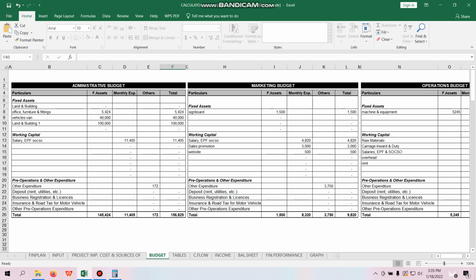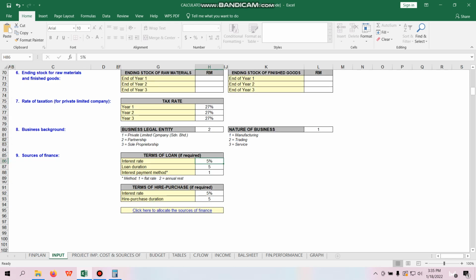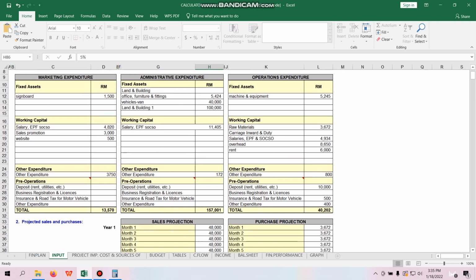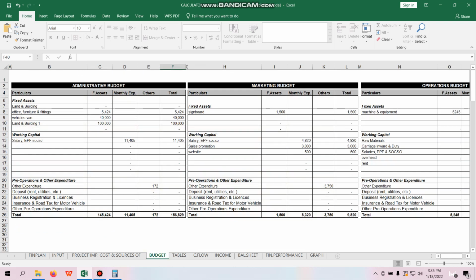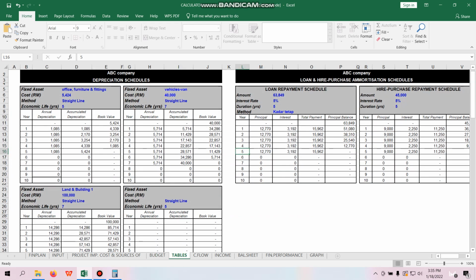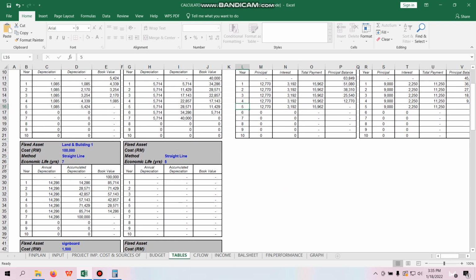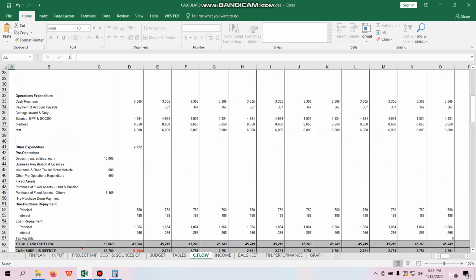I think that you can see that here, for the things that we have here. Okay, these are simply the things that we have here. Okay, they bring it here to the budget. So you don't have to touch this one, they are all auto generated. As for the tables, this one is also auto generated. I also explained to you how to use this one. Okay, then we have the cash flow.